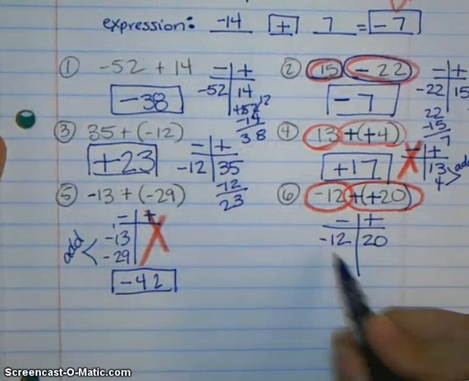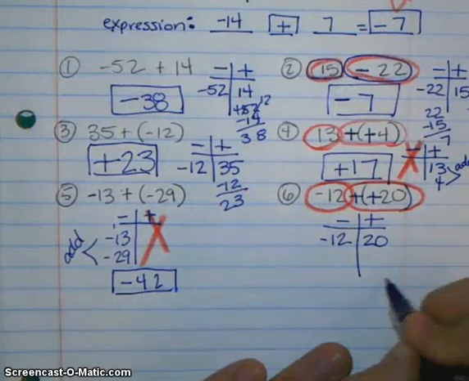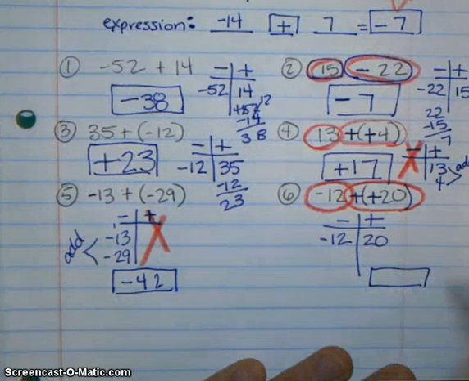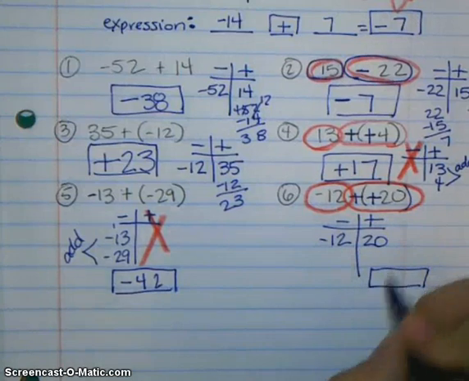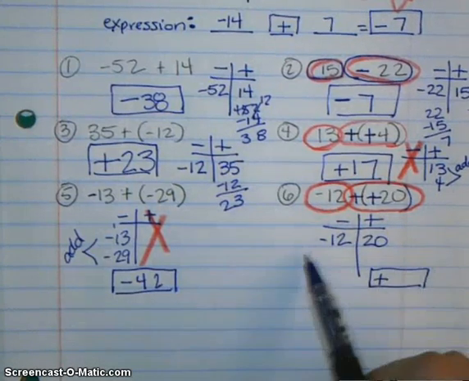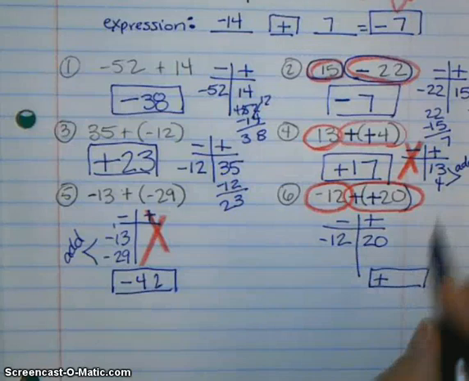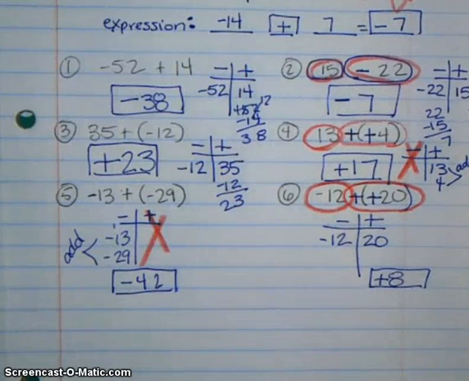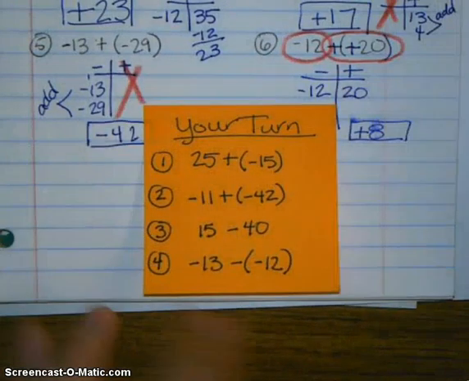Well, if they're on opposite sides, I have to figure out how many points they won by. So which team won? Well, positive team has more points, and I subtract to figure out how many they won by. 20 minus 12 is 8. Okay, I'd like to see you practice the scoreboard strategy now, and these are the problems that I would like you to try at home.